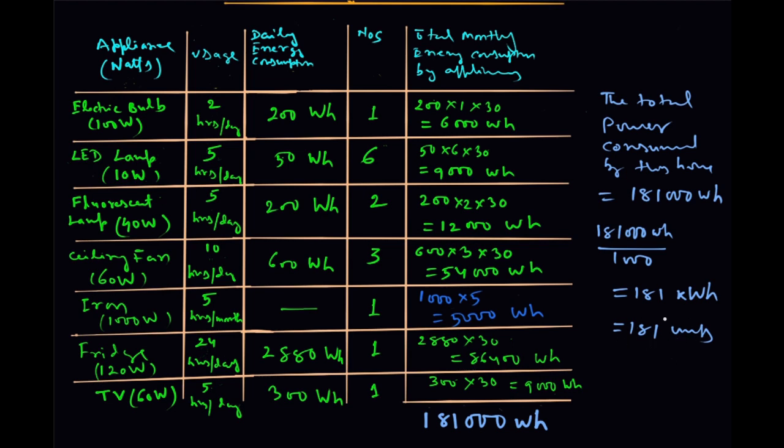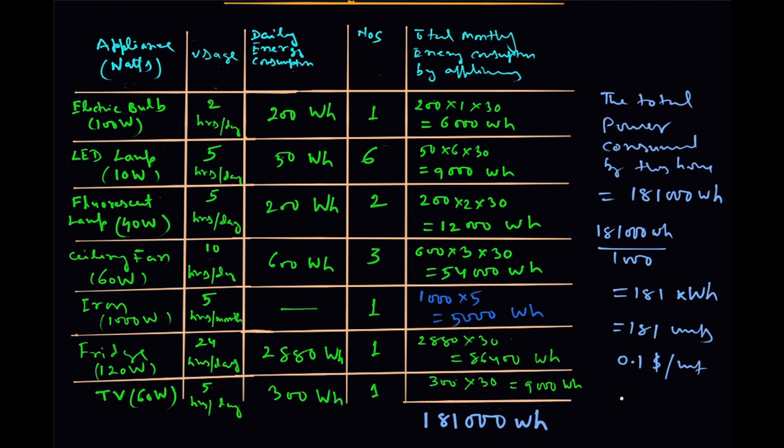So based on this energy consumption, we get the electricity bill from the utilities, the power company. The power companies charge based on how many units you have consumed in a particular month. So if the tariff of the distribution company is $0.1 per unit, you have to multiply this with 0.1, and you will get how much? $18.